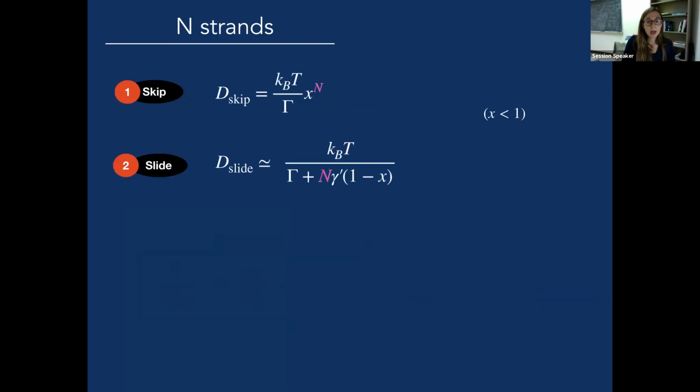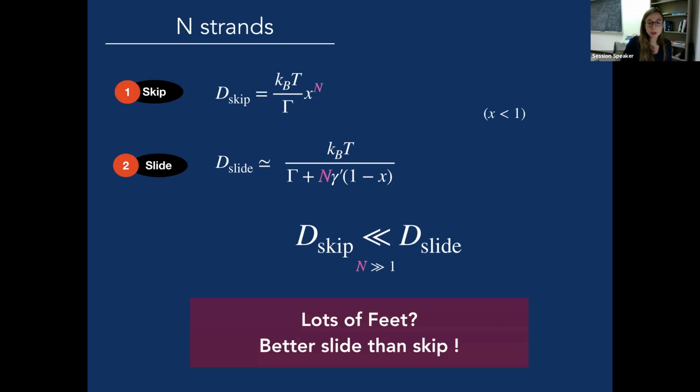Wrapping that all up, I find a diffusion coefficient for skipping, a diffusion coefficient for sliding, and both of them have a very different dependence in terms of the number of feet or potential bonds n. The diffusion coefficient for skipping scales exponentially decreasing with the number of bonds, while the diffusion coefficient for sliding decreases as 1 over n. So as soon as I have just a few feet, it's gonna get much easier to slide than to skip. So the diffusion coefficient for sliding is gonna be much larger than that for skipping. So if you have lots of feet, you better slide than skip. So that's the mathematical result.